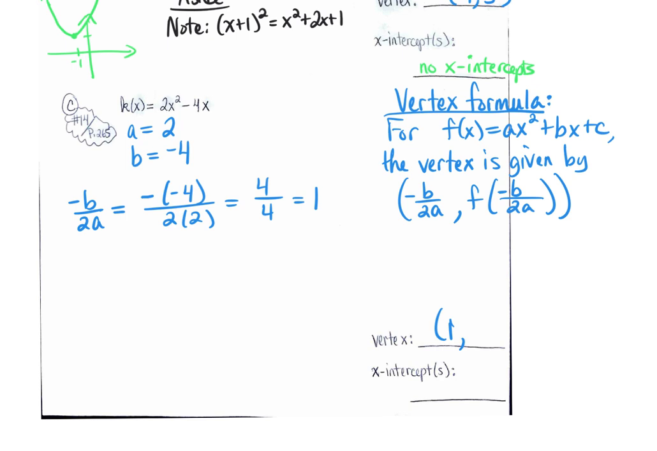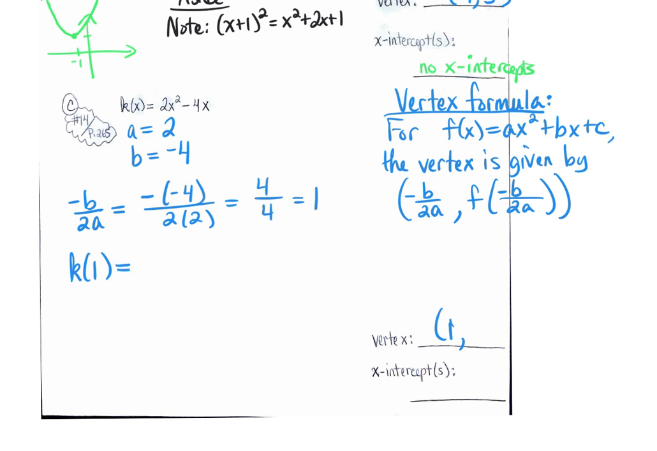Yes, we're finding k of 1. K of 1, because that's our negative b over 2a. We don't reinvent the wheel. We found negative b over 2a, so let's use what we found. So we're finding k of 1. Does that make sense? Okay.